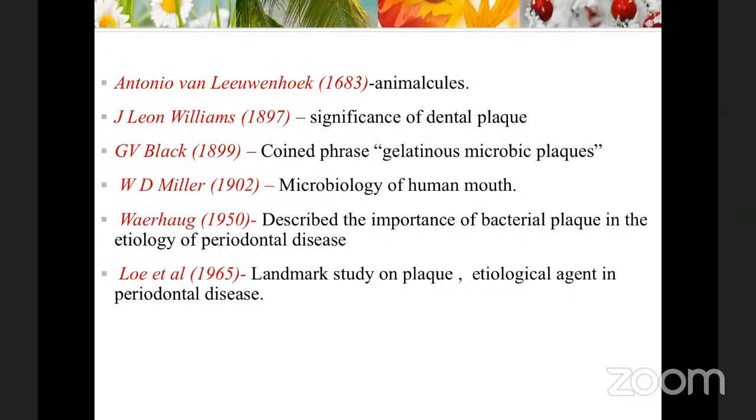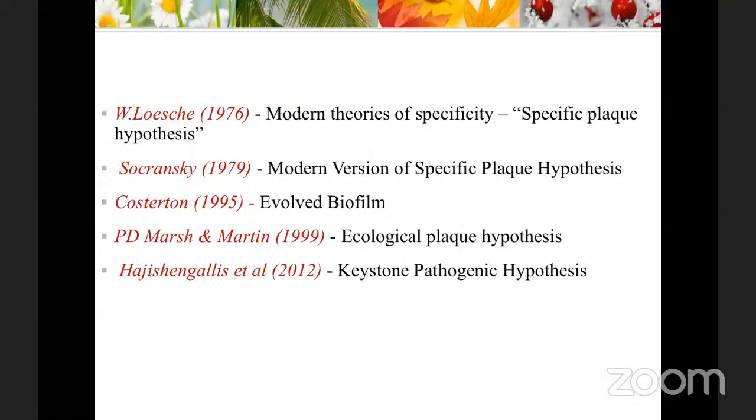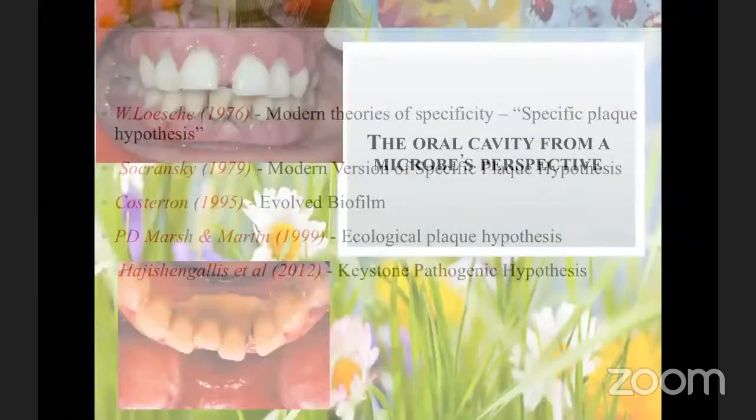John Leon Williams, significance of dental plaque. Black, who coined the term gelatinous microbic plaque. Weski, who described the importance of bacterial plaque in the etiology of periodontal disease. Loesche, who gave the specific plaque theory. Socransky, modern vision of specific plaque, and Costerton and Hajishengallis.